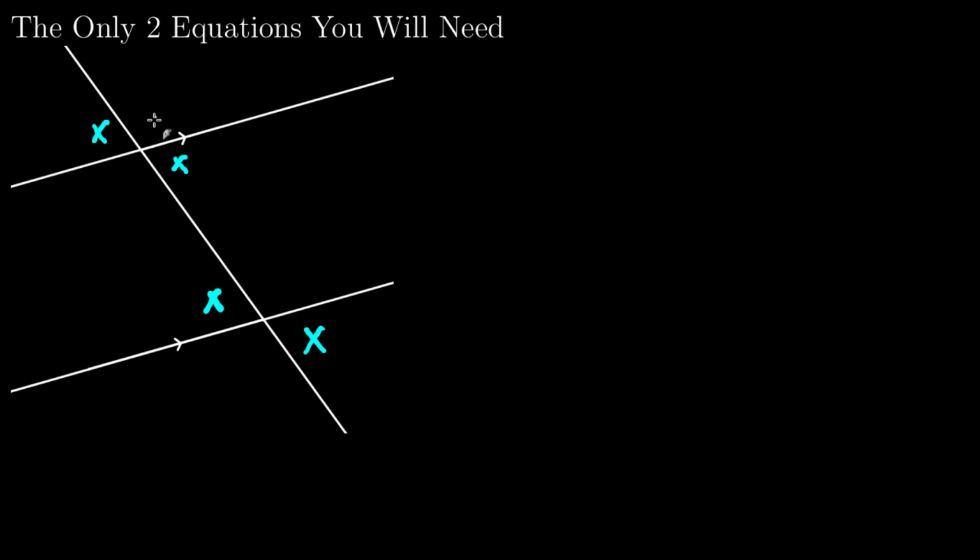The other ones will be very similar. So I have Y here, vertical angles. From here to here, I get alternate interior. From here to here, I get vertical angles. And so all of these angles will be the same.